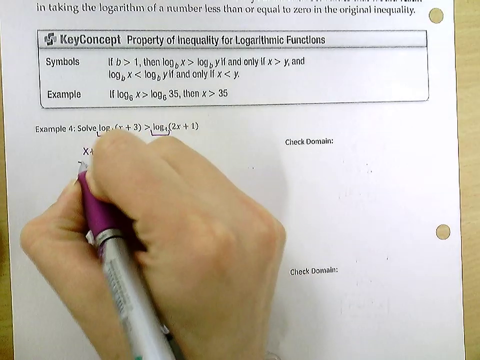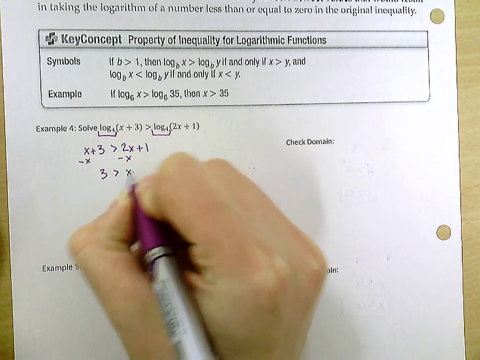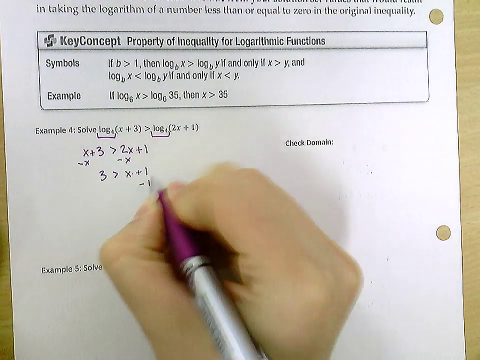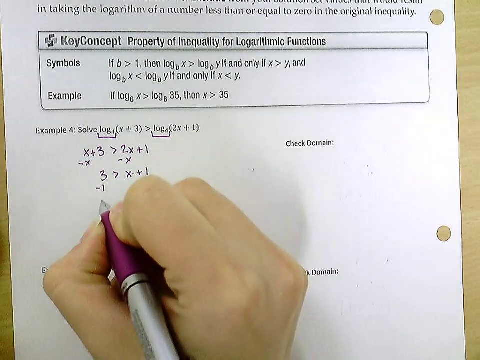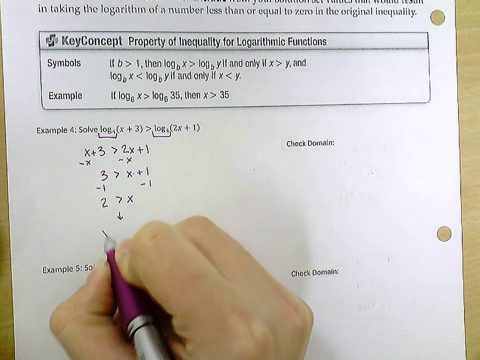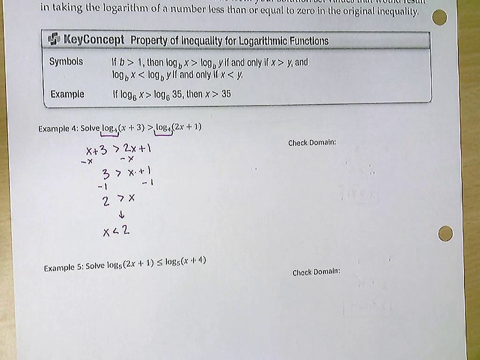So I'm going to subtract x from both sides. So we have 3 is greater than x plus 1. Subtract 1. So we have 2 is greater than x, which is the same thing as x is less than 2. All right, so after we find that x is less than 2, we need to check our domain.